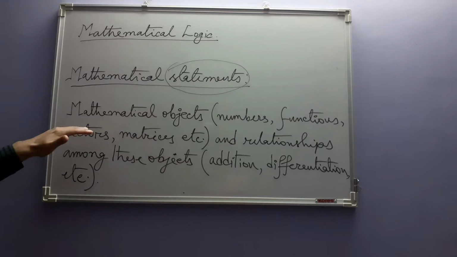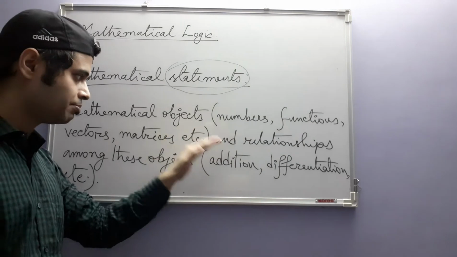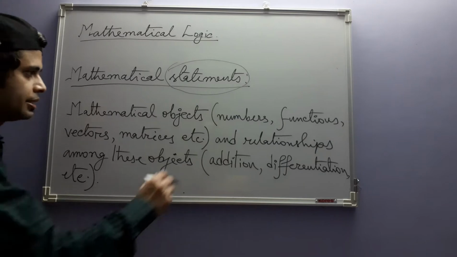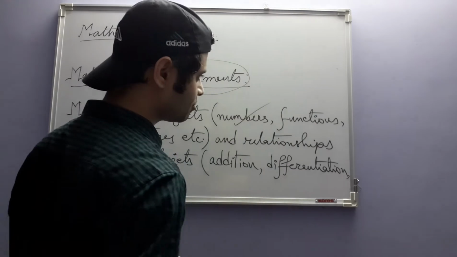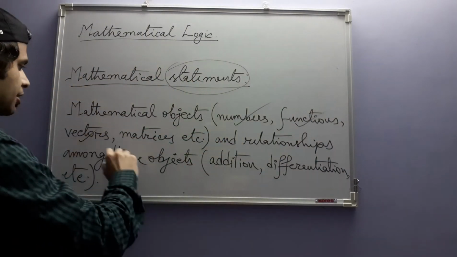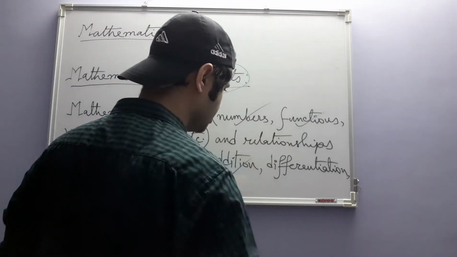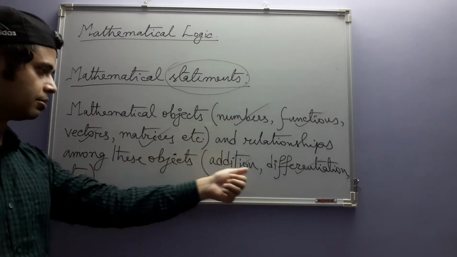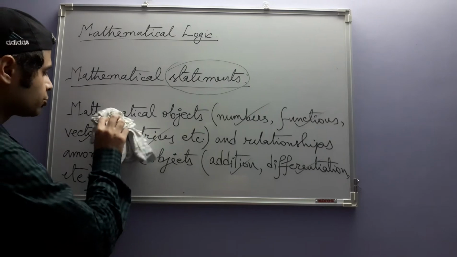So a mathematical statement is a statement about mathematical objects and relationships between these objects. These are some types of mathematical objects. Numbers, we already know about numbers, but these other objects we will come across when the time is right. Addition we know, differentiation, these are from calculus. Functions, matrices, these are from linear algebra. So those things we will come across. Now let us go through some examples.